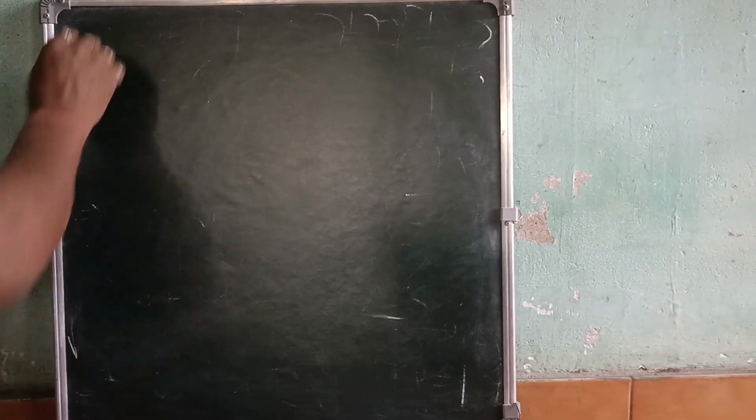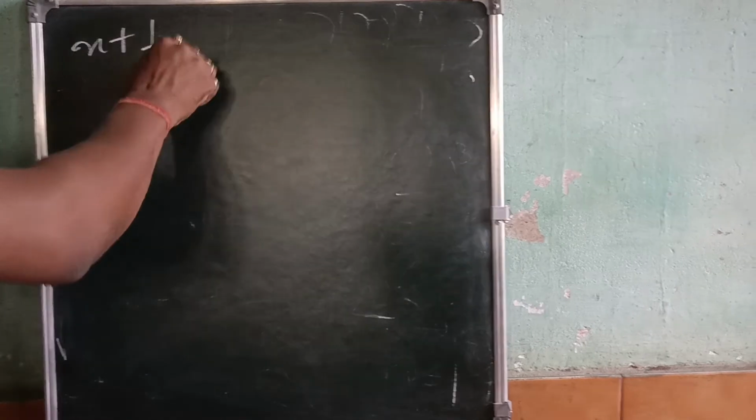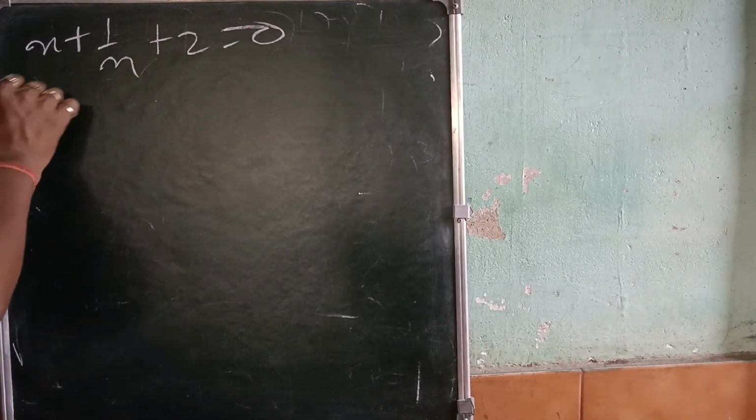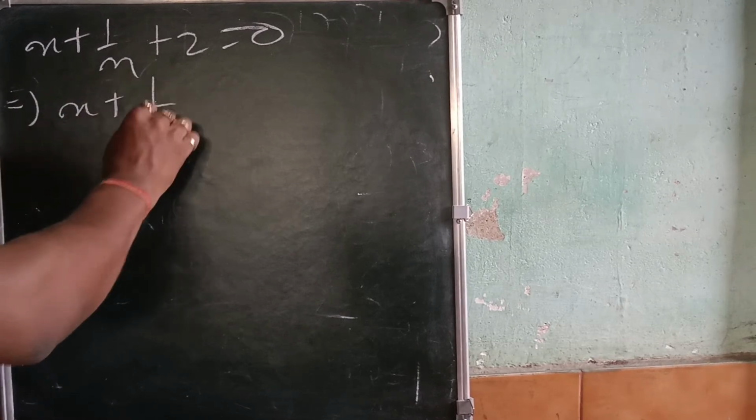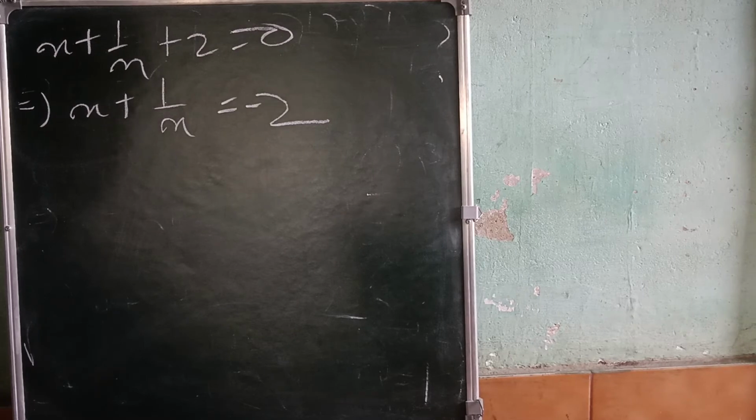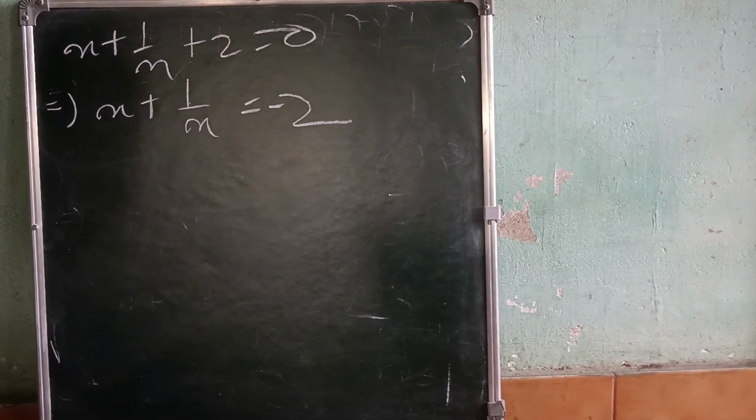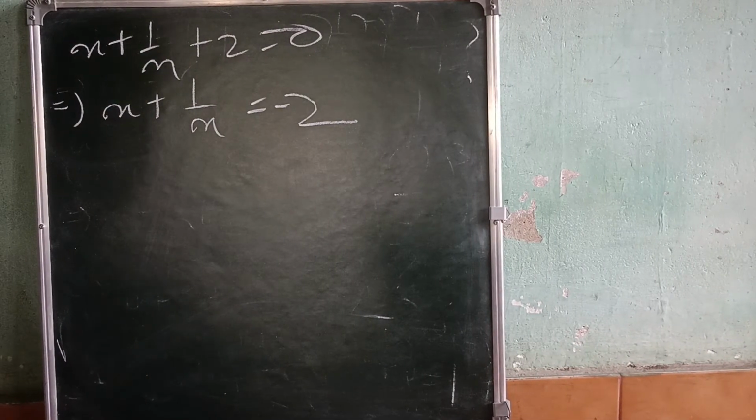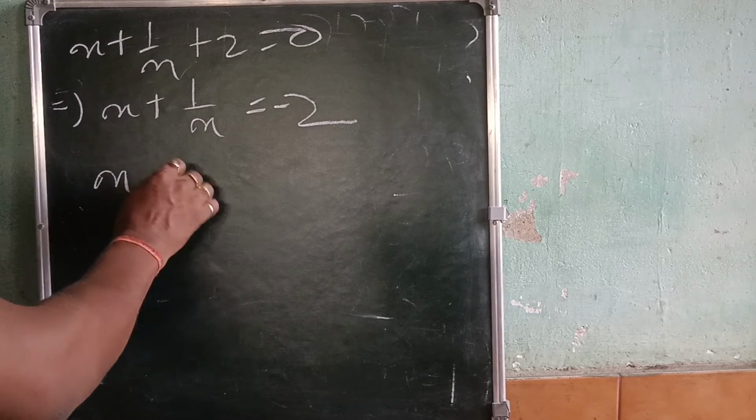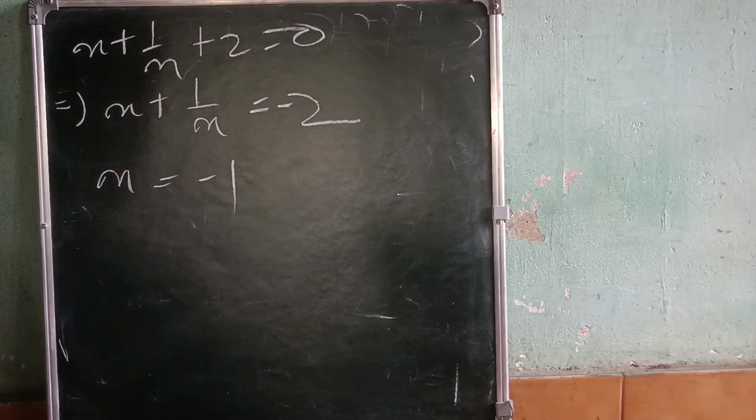Next question is x plus 1 by x plus 2 is equal to 0. So make it into the format. x plus 1 by x is equal to what? Minus 2. I am telling you that when x plus 1 by x is equal to plus 2, at that time you always have to take x is equal to 1. But when it is minus 2, then minus 1. So x you blindly have to take minus 1. Then put the value, then whatever may be the answer.